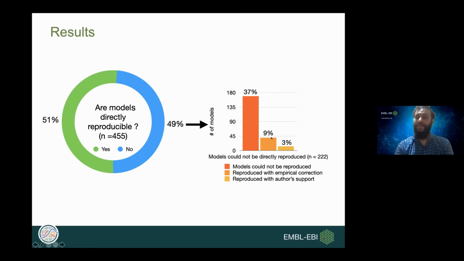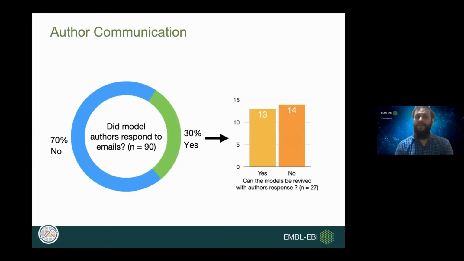And then we try to contact the authors, and with the authors' support, we could reproduce 3% of the models out of 455 models. And finally, 37% of the models could never be reproduced. We could not reproduce them based on the information provided, or even with additional effort.